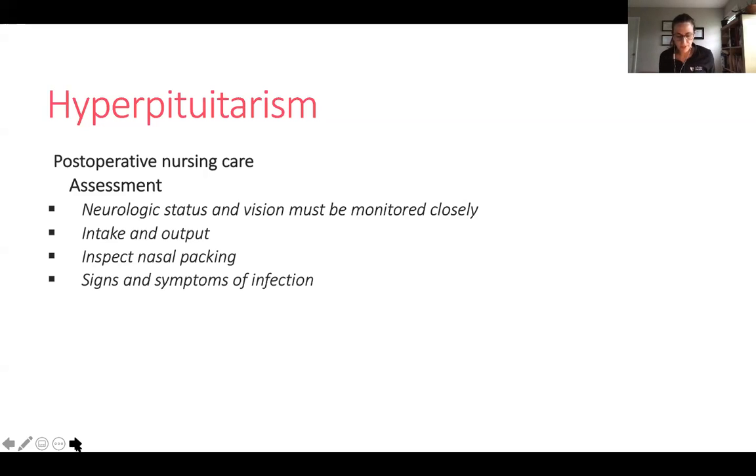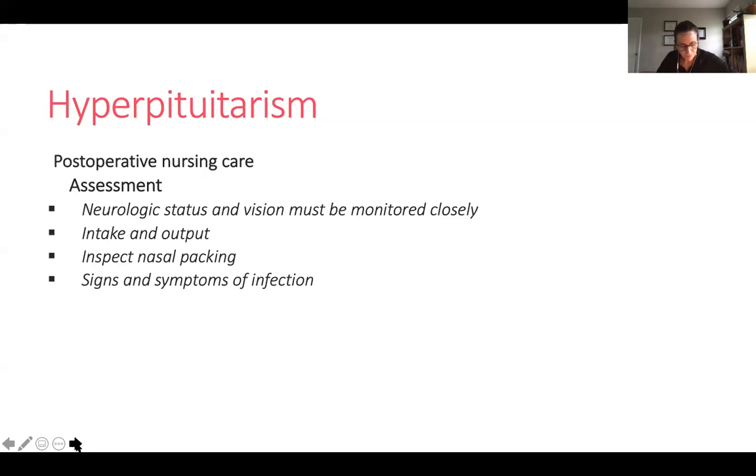So LOC, if you remember from the last unit, the pupil size inequality, are their eyes PERRLA, their vital signs, how's their blood pressure. As far as infection, monitoring your labs, how is the white blood cell count, and watch out for a fever. If they have a fever, let the doctor know right away.